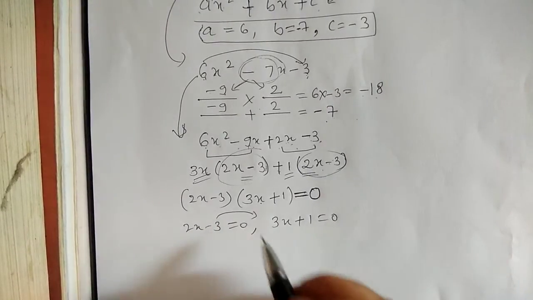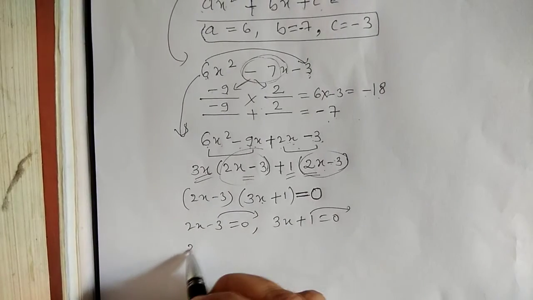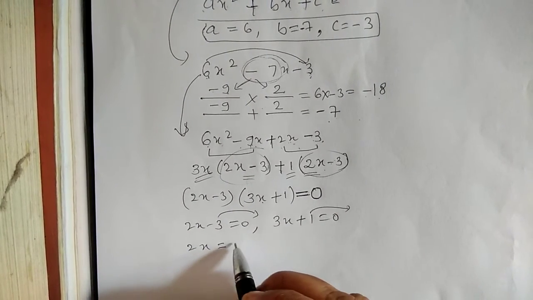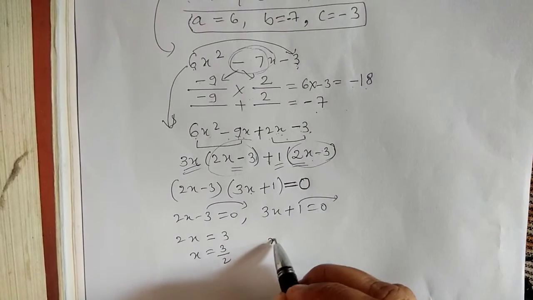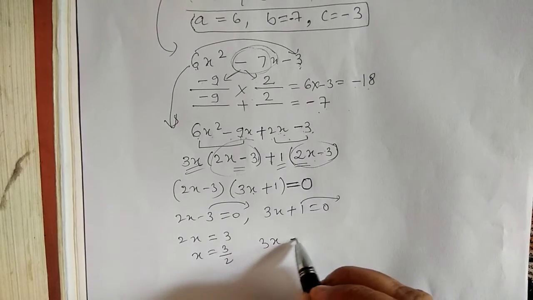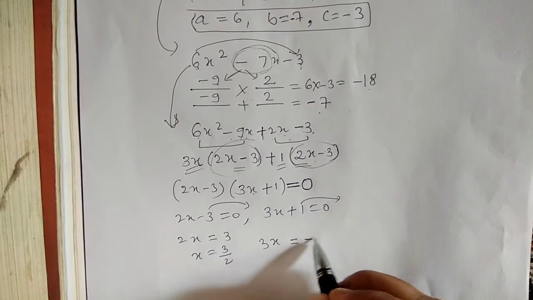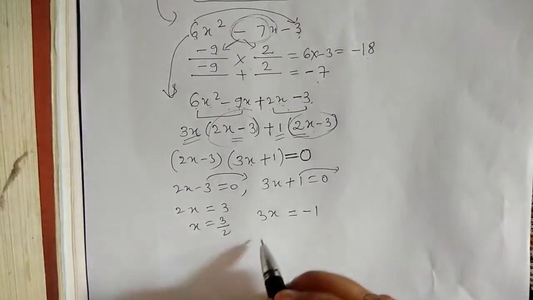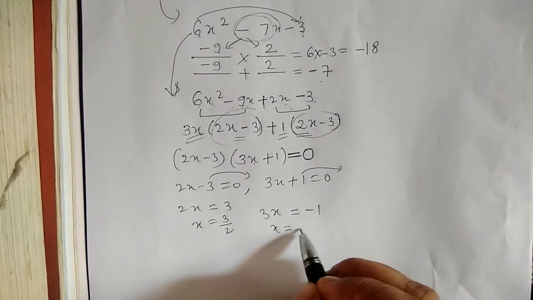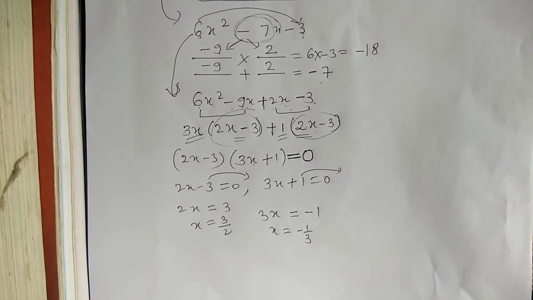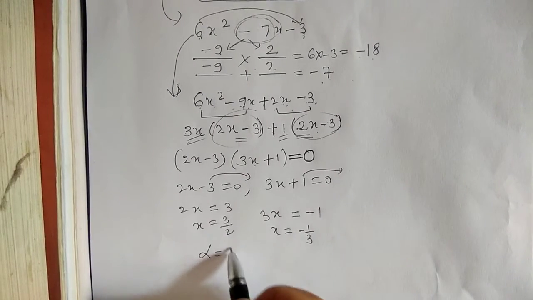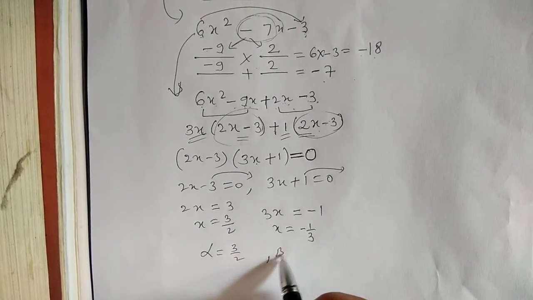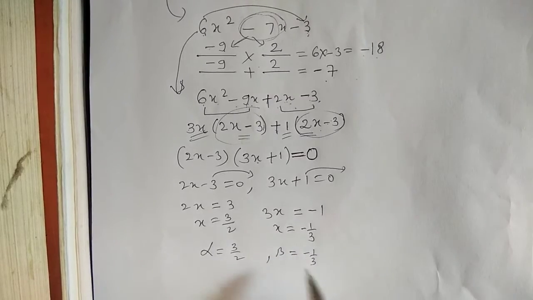So minus 3 goes here, plus 1 goes here. 2x minus 3 becomes plus 3 and x equal to 3 by 2. And here 3x equal to 1 becomes minus 1 and we get here x equal to minus 1 by 3. So here we got alpha value as 3 by 2 and beta value as minus 1 by 3.